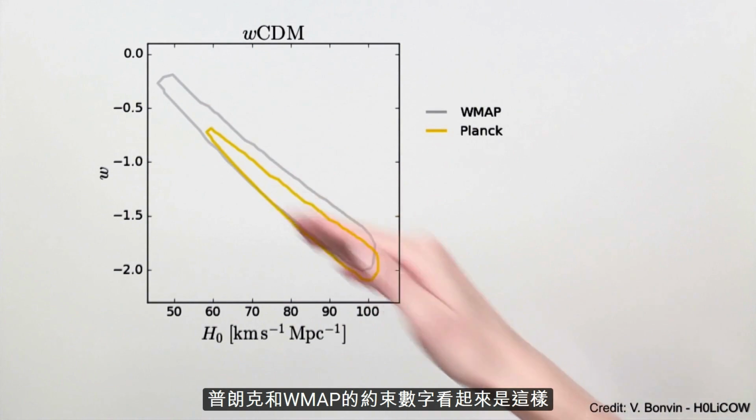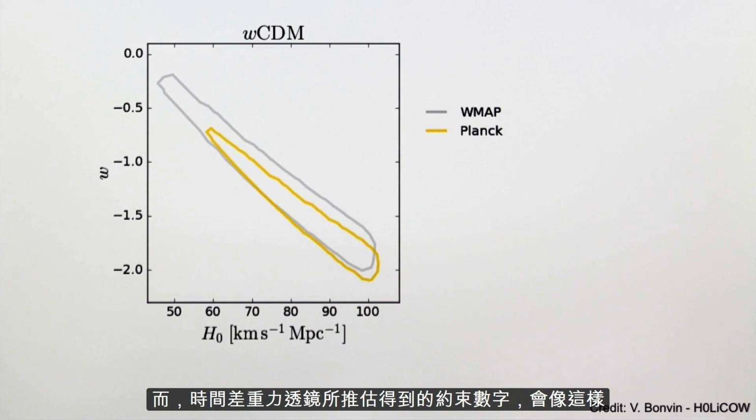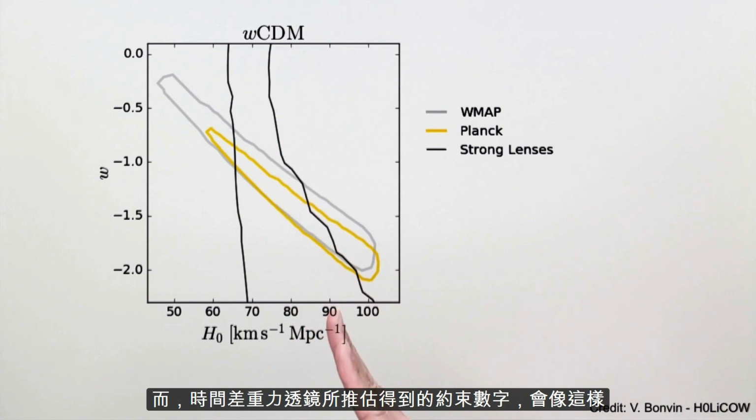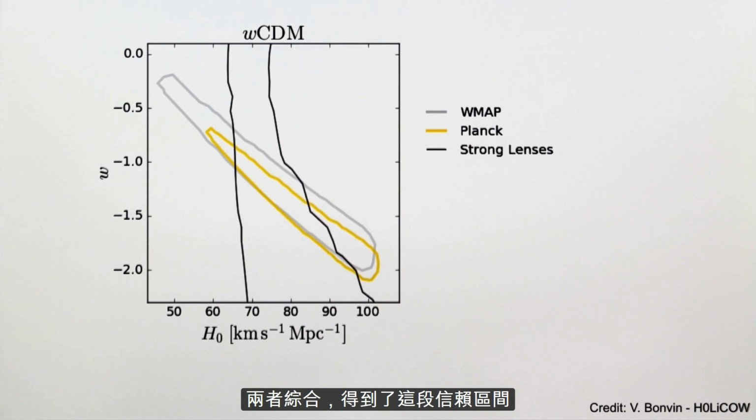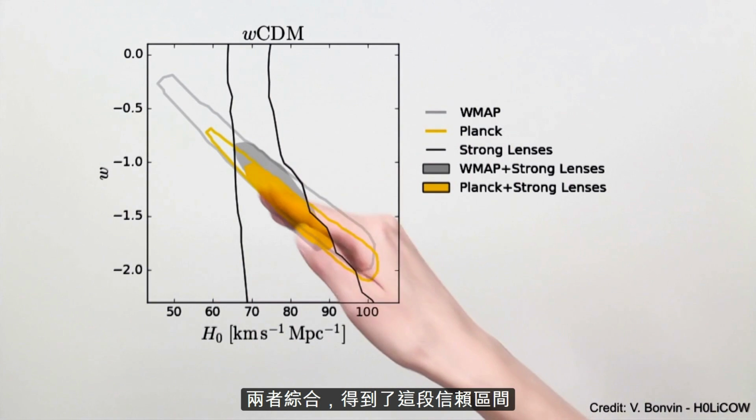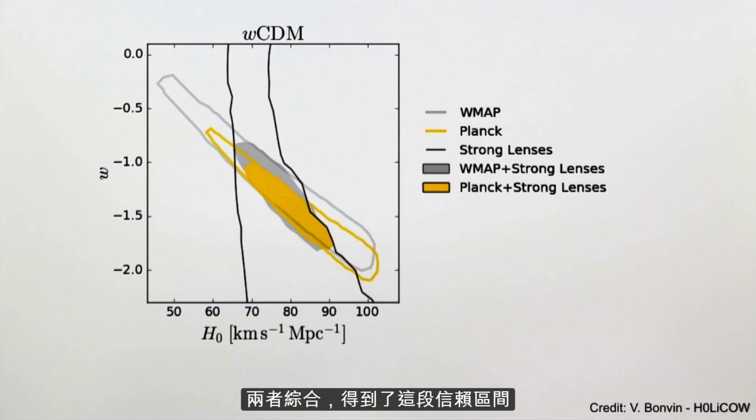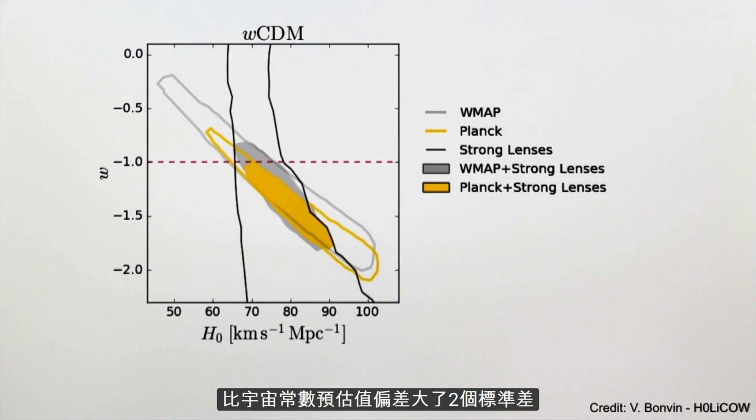The constraints from the time delay strong lenses, on the other hand, look like that. Combining the two, we end up with these credible regions, which deviate by more than 2 sigma from the cosmological constant assumption.